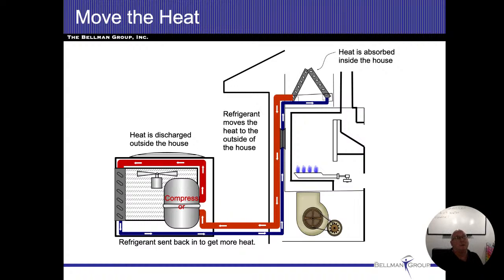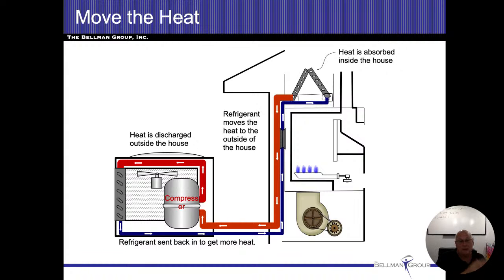But for the most part, the furnace isn't going to be running when the air conditioning is running. It kind of defeats the purpose. So we'll start at the compressor. In that compressor is going to have a gas. That compressor is going to compress the gas. Once we compress the gas, we're going to raise the temperature. Usually it goes up to somewhere around 150 degrees.